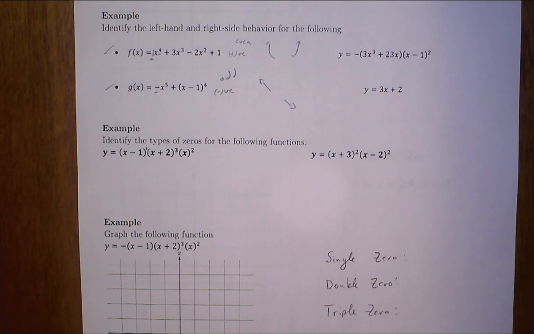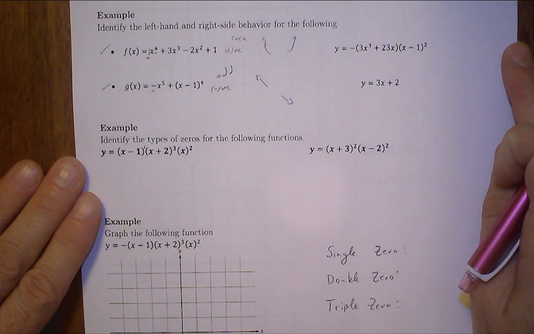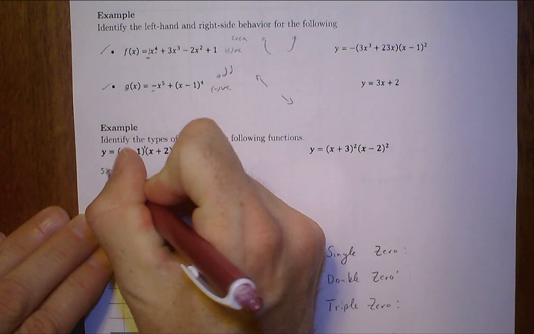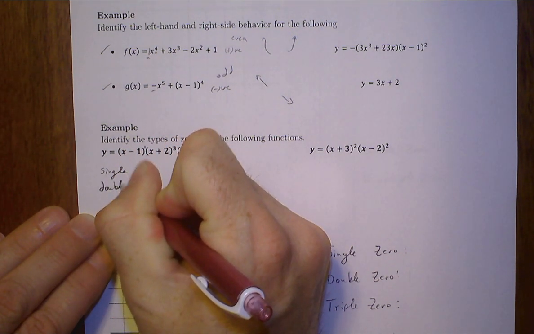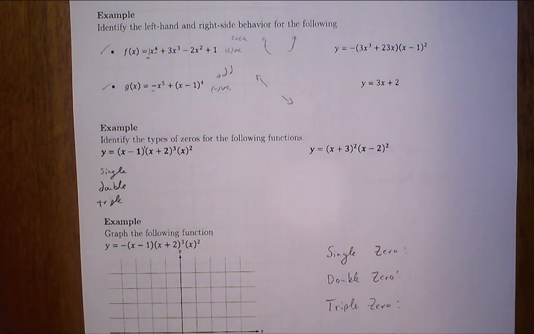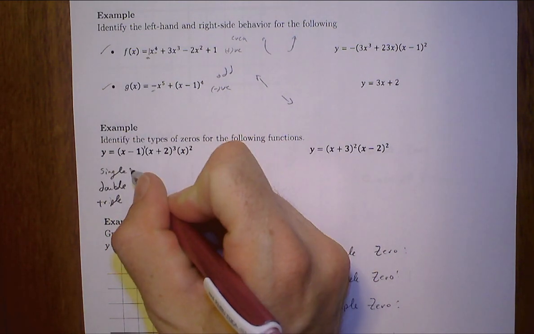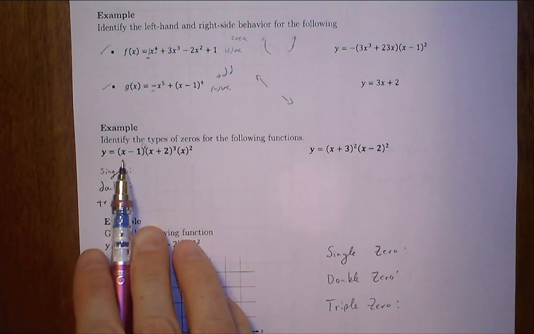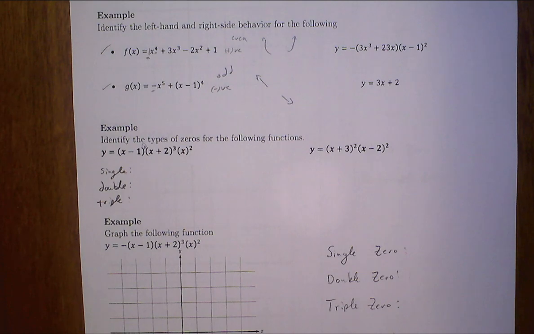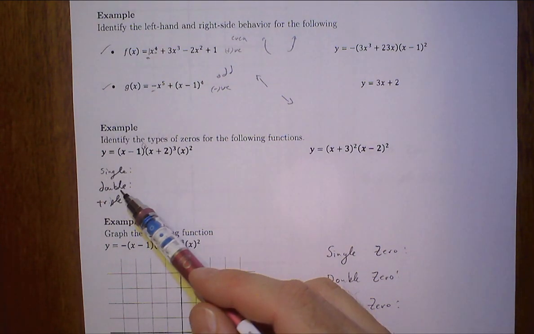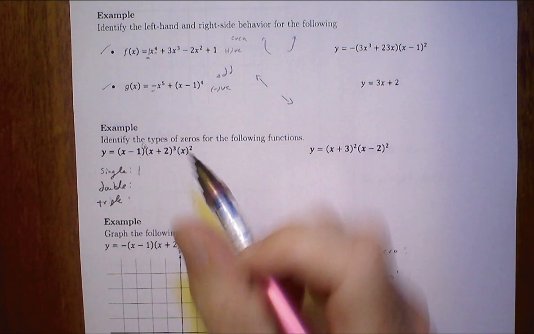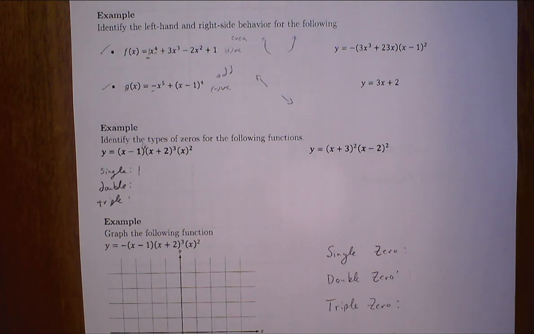Next, identify the type of zeros for the following functions. So the type of zeros, and we call them multiplicity. So there are several types. There's going to be a single, a double, and a triple. Now, I don't know if this function is going to have one of each, but where do we get these words? It really comes from the exponents above the factors. For example, if we have a factor of x minus 1, what is my x-intercept? Now, recall that we let y equal 0. When we have a factor of x minus 1, and we saw this with the factor theorem, we have a single 0 at 1. And the reason why is we have to equate this factor to 0.